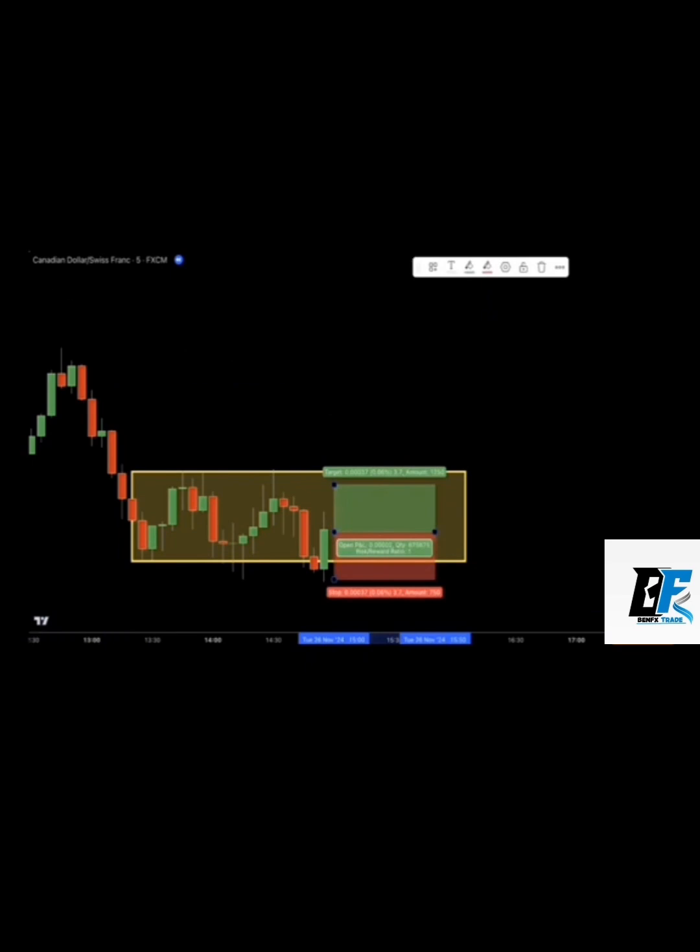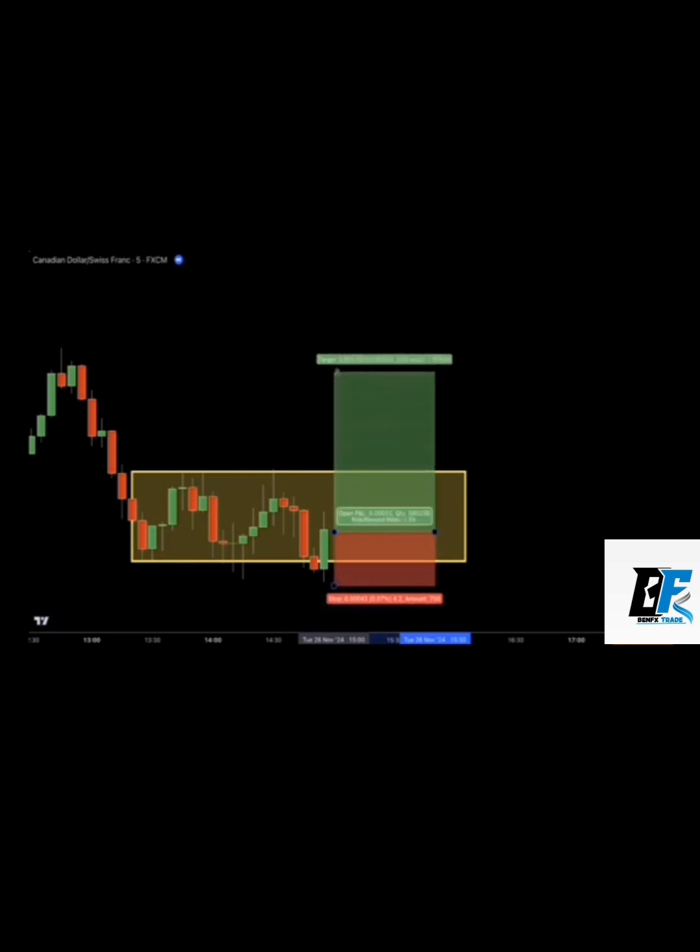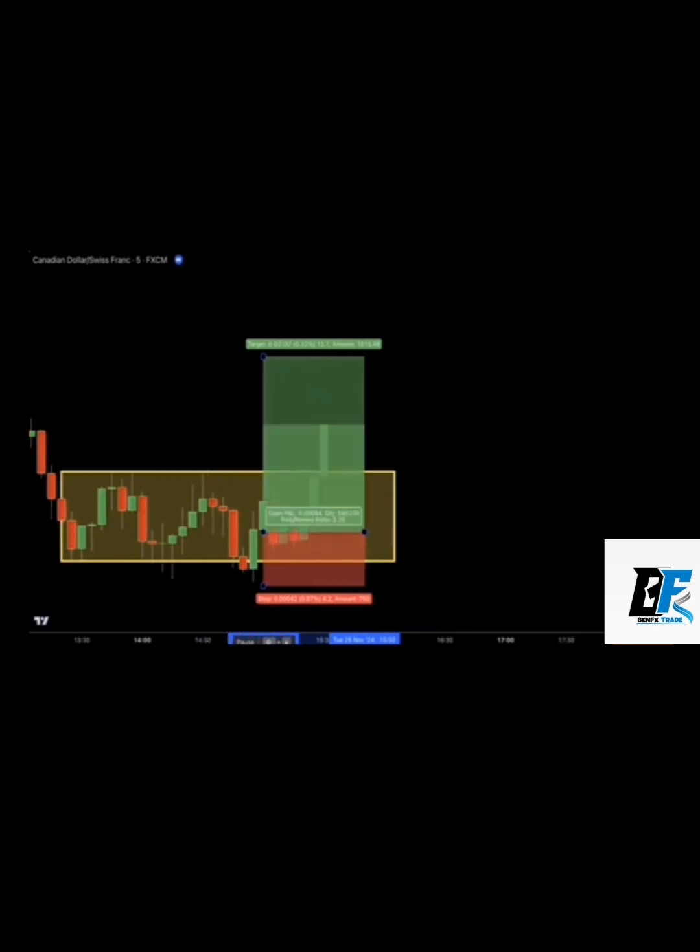Here's how to trade this setup. Enter at the close of the candle that comes back inside the range. Place your stop loss just below the breakout candle. Set your target at the next key resistance level. What happens next? The market takes off to the upside, exactly as expected.